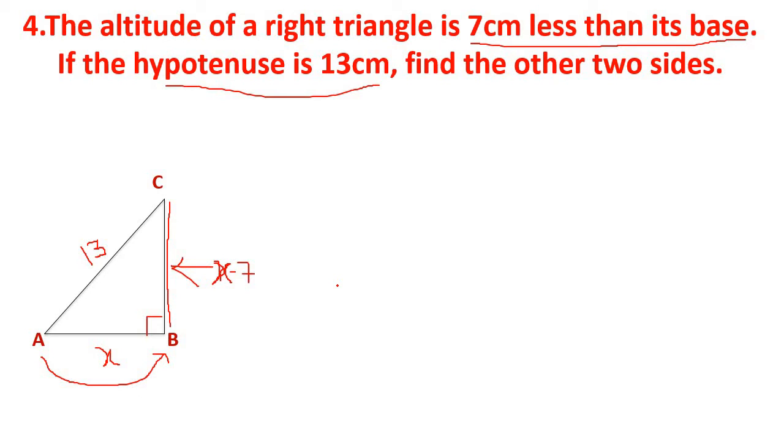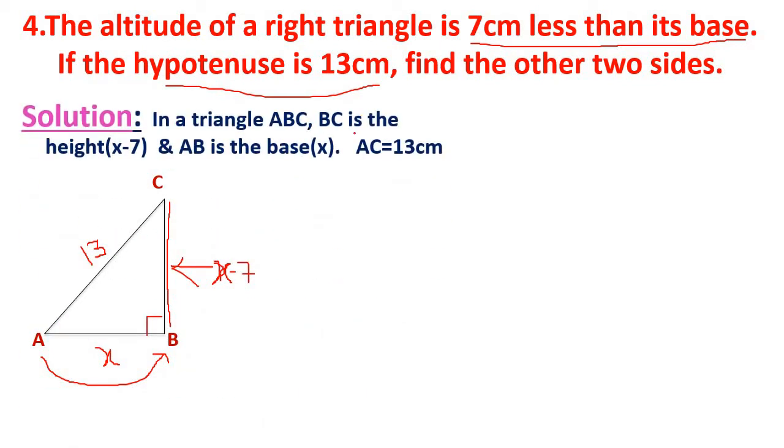Okay, let us solve the sum. In this right angle triangle, BC is the altitude, so BC is x minus 7 cm, and AB is the base. Let us take this as x. AB is equal to x because the altitude is 7 cm less than its base. And AC is 13 cm, which is the hypotenuse.